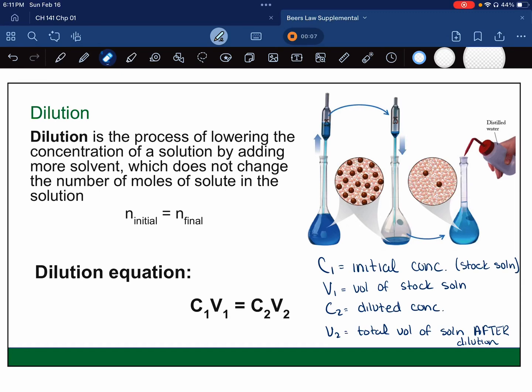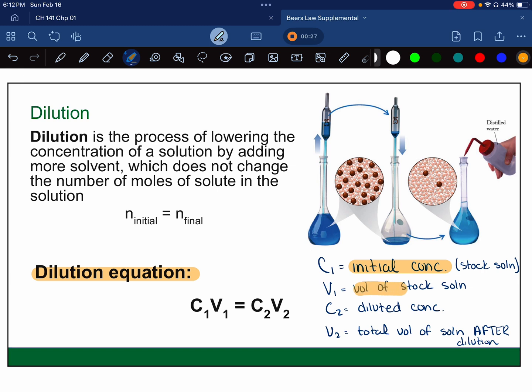When we're doing dilution calculations, you want to use the dilution equation, which is given here as C1V1 equals C2V2. When you do this, keep in mind what each variable means. C1 is the initial concentration. Usually this is your stock solution that you're starting with.